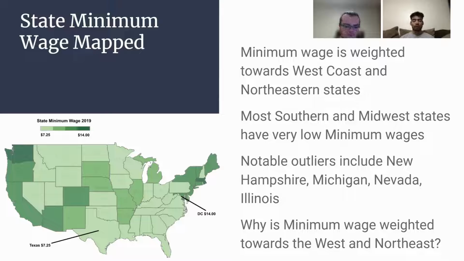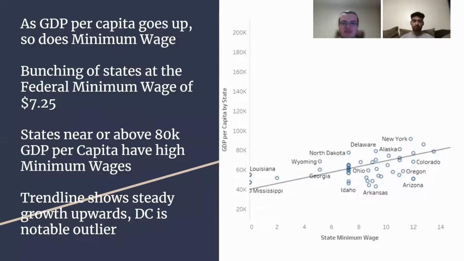New Hampshire and Nevada having relatively low minimum wages, where we would predict them to have high ones. A question that is raised from this visual is, why is minimum wage weighted so much higher on the West Coast and in northeastern states? And the reason for this is because these states have higher GDP per capitas than Southern and Midwest states. As GDP per capita goes up, so does minimum wage.